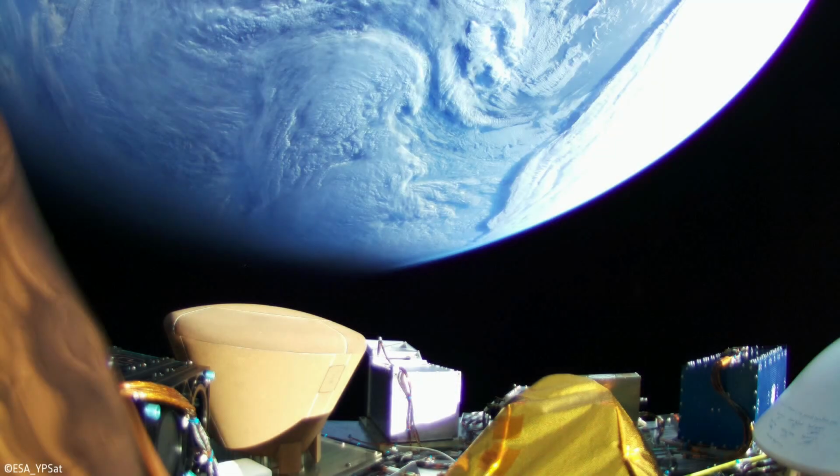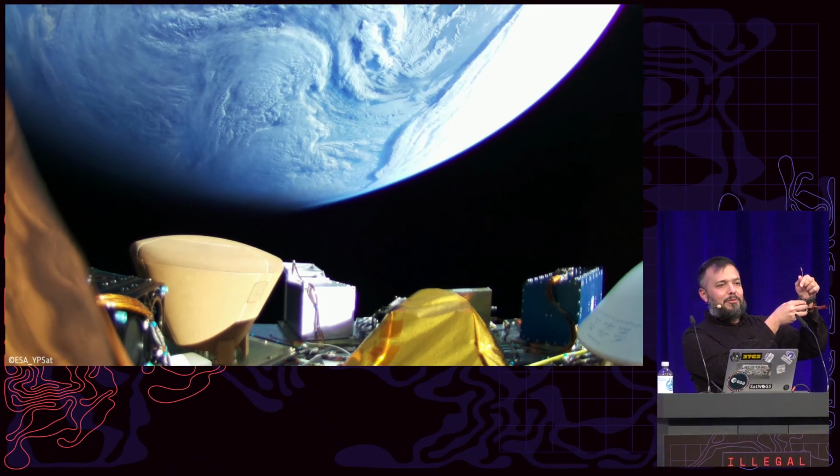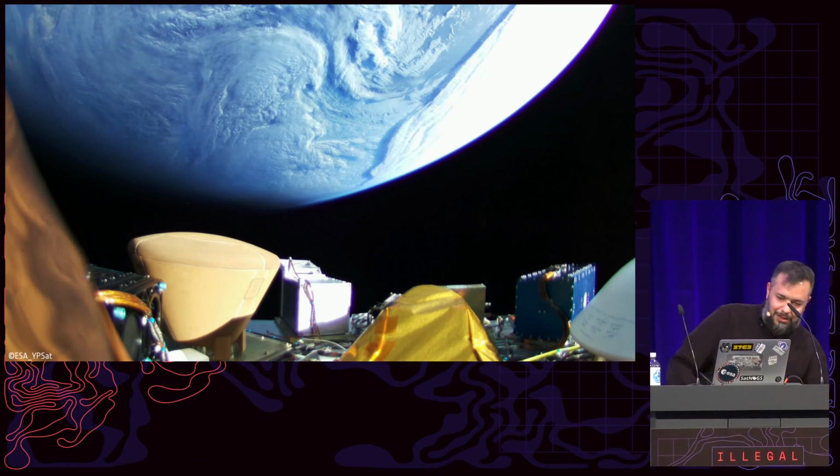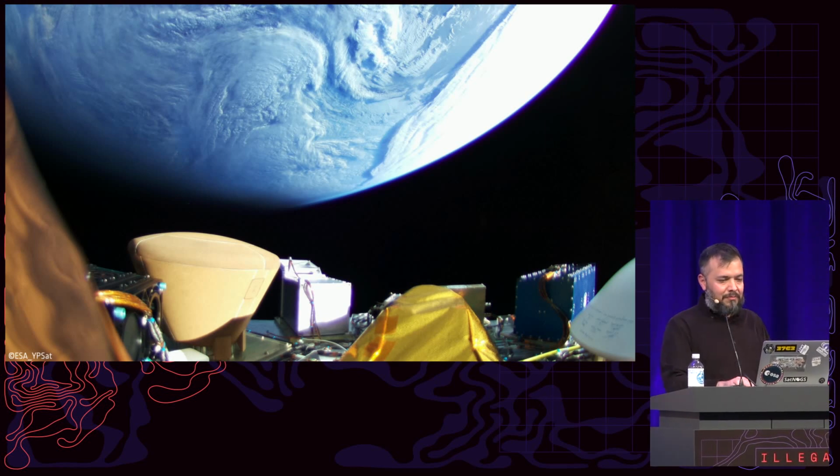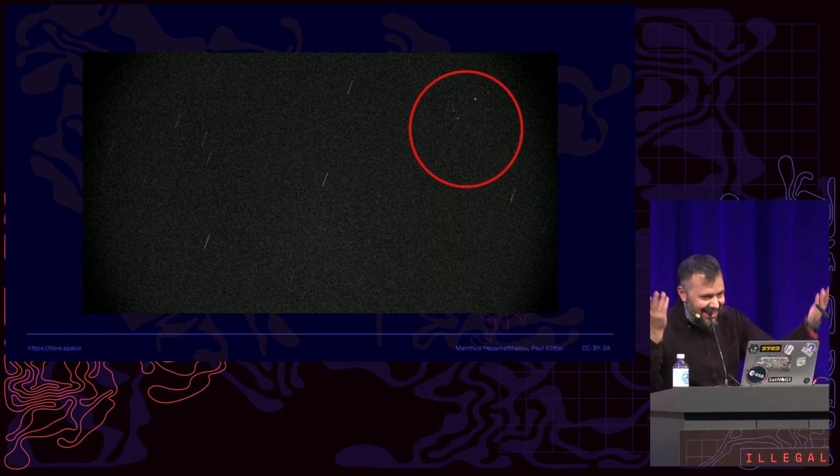And this is a picture from YPSat, an experiment that was on board a satellite from ESA. In the middle of the screen, there are some white pixels, which is the antenna of our SIDLOC experiment. There is a thing on the top of the antenna, so we saw that the antenna actually deployed.